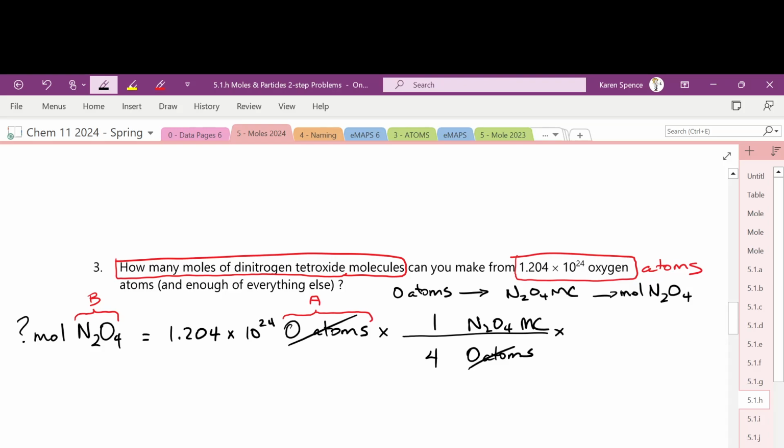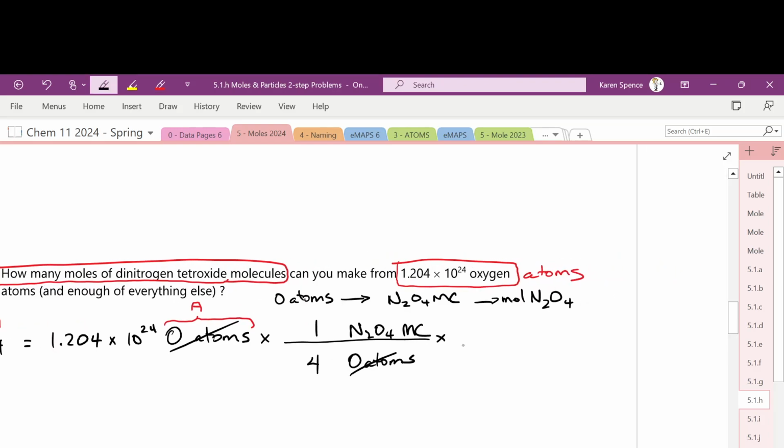And now I want to go from molecules to moles. What do we use to go between particles and moles?